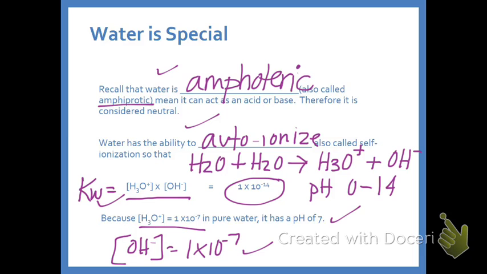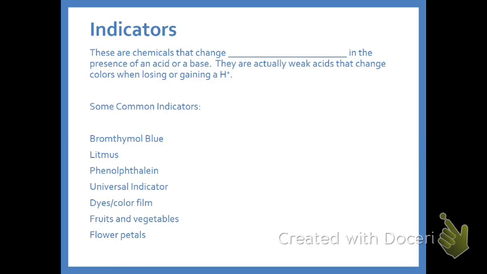Indicators are going to be the next thing we talk about. Indicators are a special kind of chemical that change color in the presence of an acid or a base. In other words, if it's an acid, it might be one color, and if it's a base, it'll turn into a completely different color. We're going to do a titration tomorrow in the lab, and we're going to be using the indicator bromthymol blue, which is going to be blue in the presence of a base.